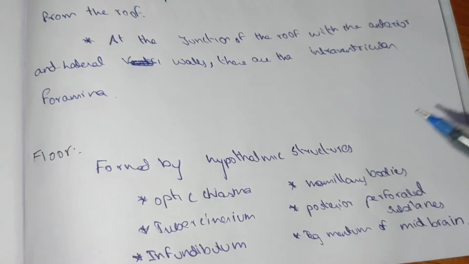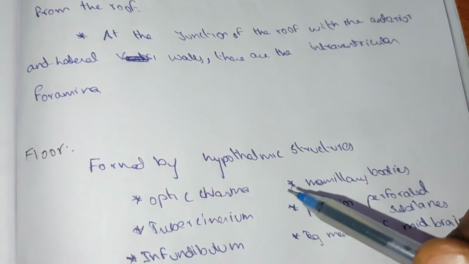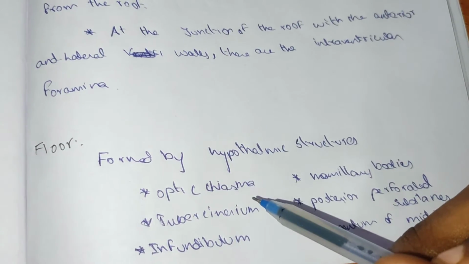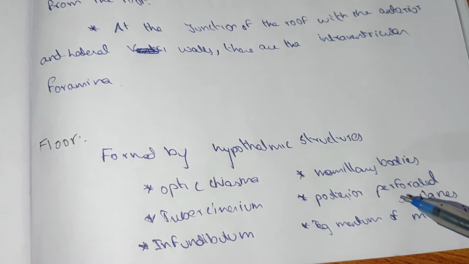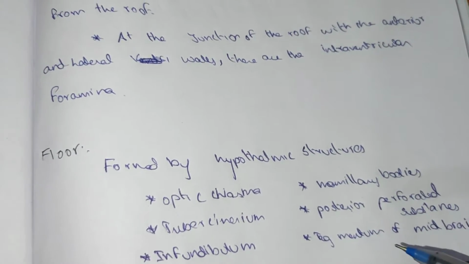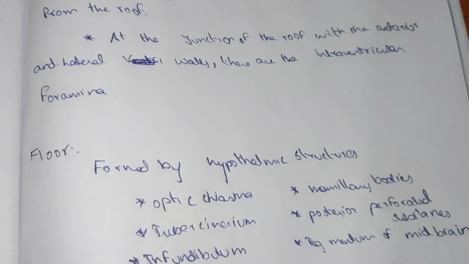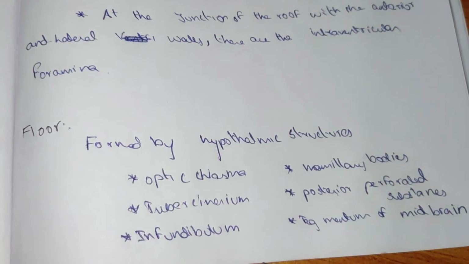Now we will see about the floor. It is formed by the hypothalamic structures, which are the optic chiasma, tuber cinereum, infundibulum, mammillary bodies, posterior perforated substance, and tegmentum of the brain. These are the floor contents.